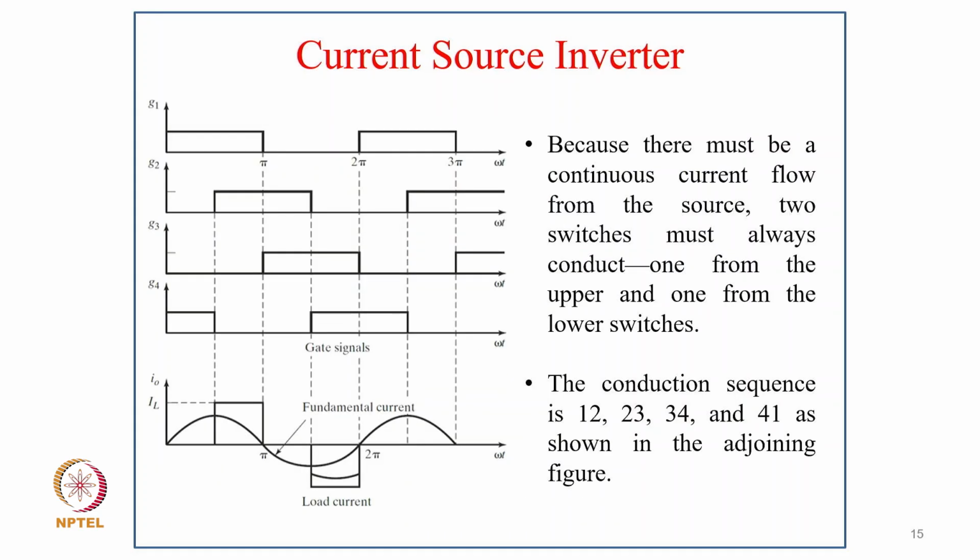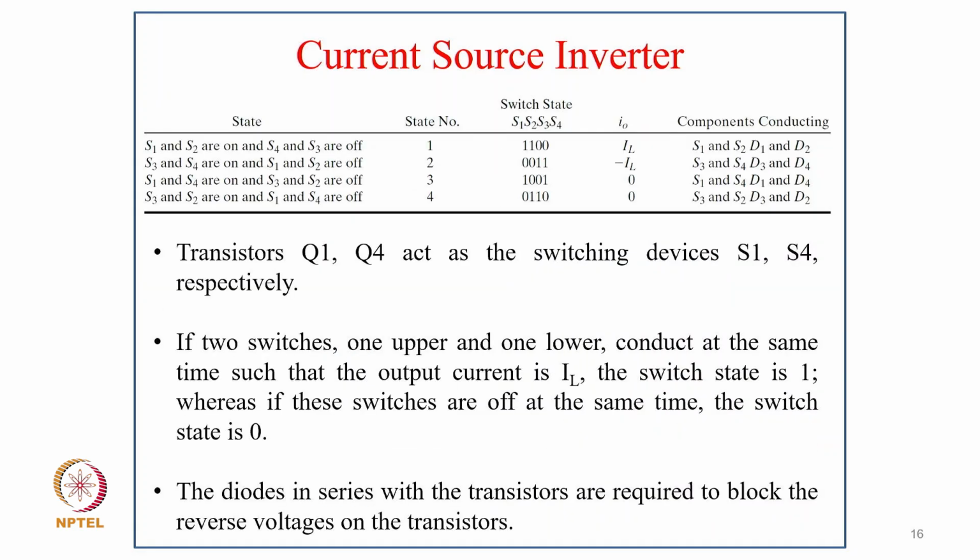So these are typical gating pulses for this single phase current source converter, with the typical waveform. Because there must be a continuous current flow from the source, two switches must always conduct, one from the upper and one from the lower switches, and the conduction sequence is 1, 2, 2, 3, 3, 4 and 4, 1 as shown in the adjoining figure. So this is typically the current source states, showing how the devices are on and off, which we call the switching state.